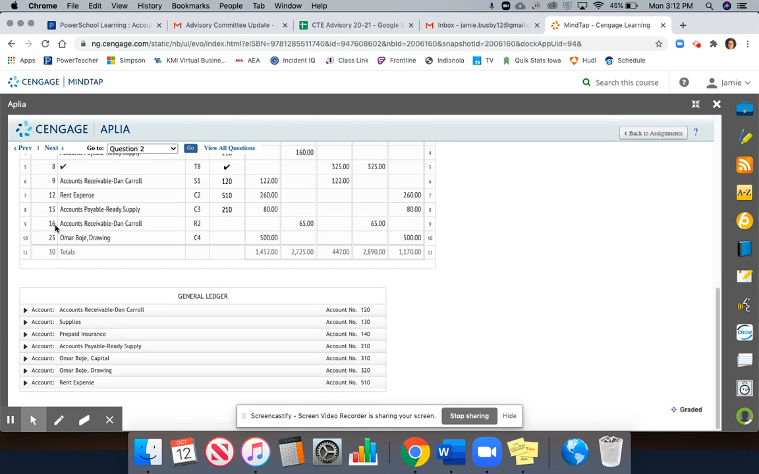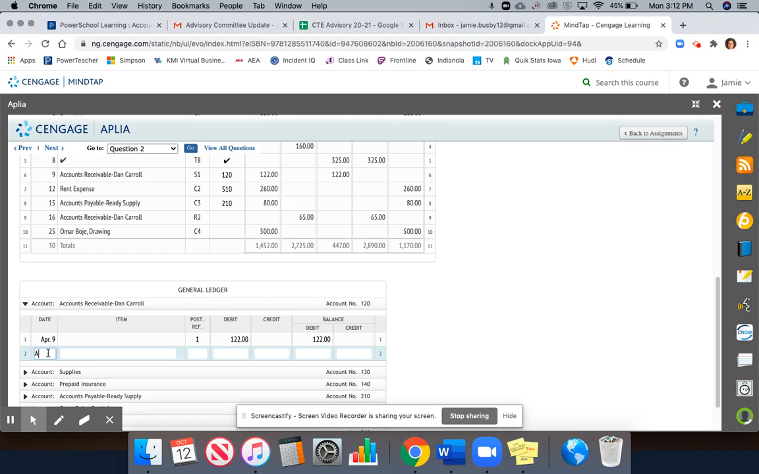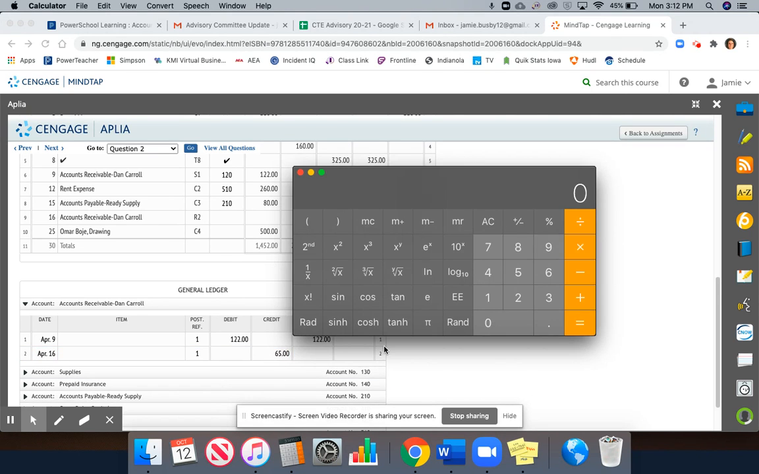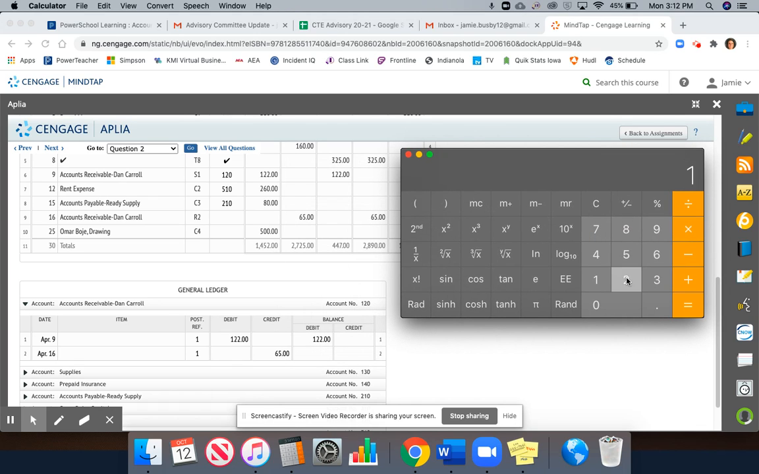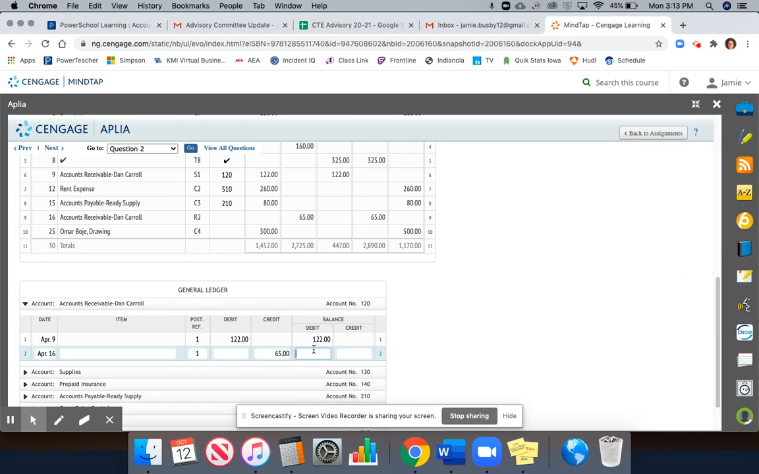Two more lines. The next line on the 16th, we have a credit of 65 to accounts receivable, Dan Carroll. So April 16th, page 1, credit of 65. We had a balance of 122, and now we have a credit of 65. So we need to find the difference between those two. 122 minus 65, we are left with 57. And that would be a debit because we had more debit than we had credit. So the difference between 122 and 65 is a debit of 57. Finally, we put account number 120 back into the journal.